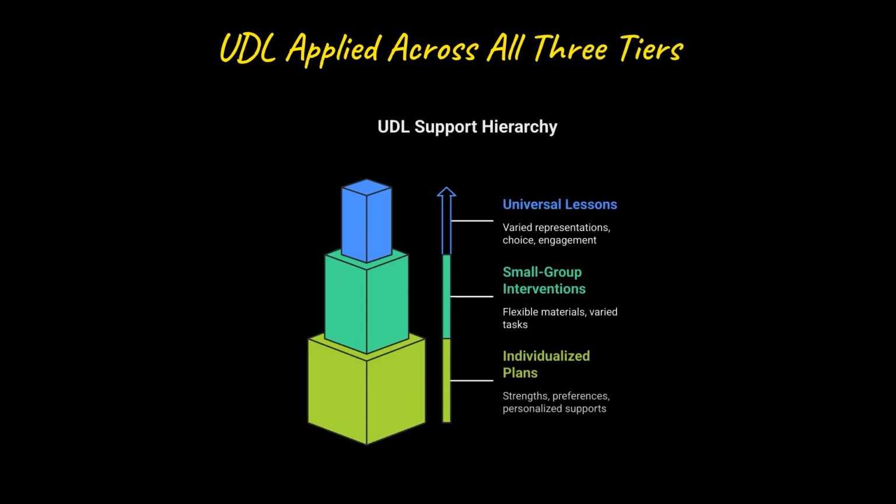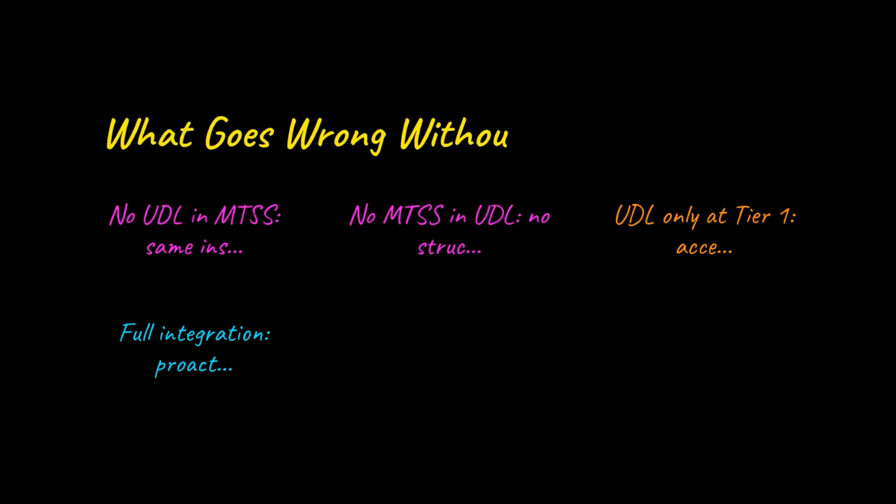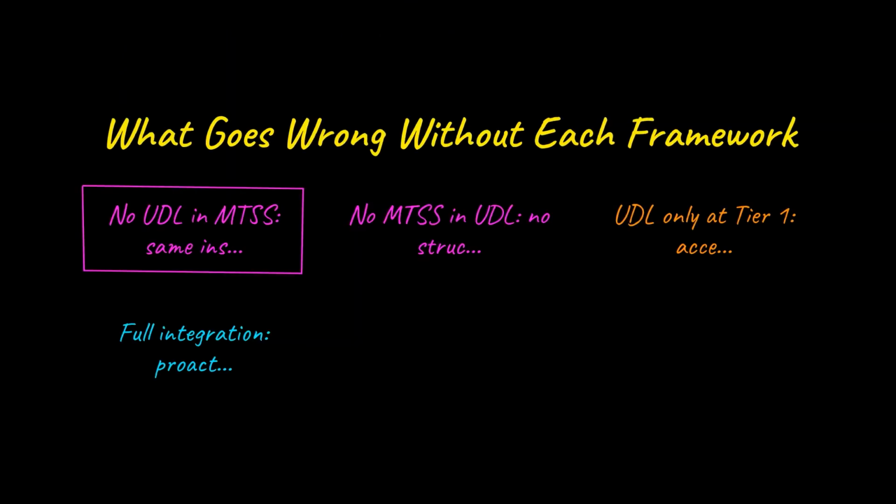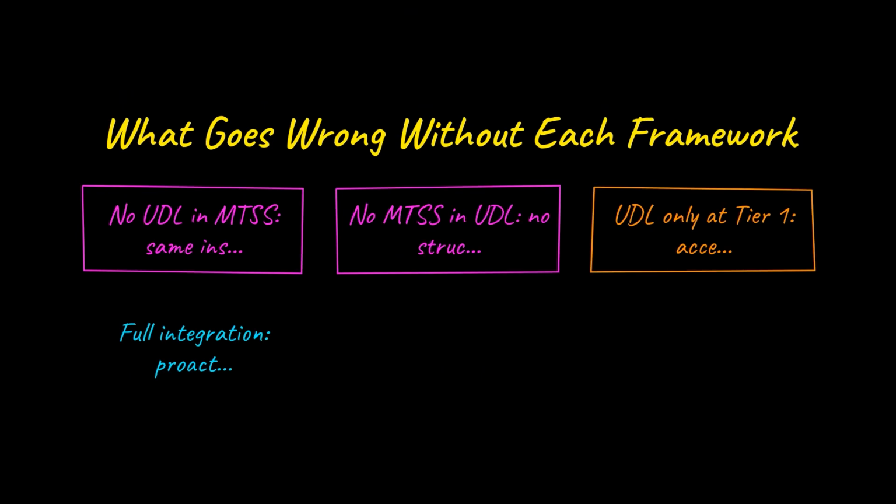UDL doesn't stop at Tier 1. At Tier 2, intervention groups use flexible materials and choice points. At Tier 3, individualized plans incorporate student strengths, preferred input modes, and interests. UDL shapes the design at every level of the pyramid. Without UDL, the tiered system simply delivers more of the same instruction, which rarely solves underlying access problems. Without MTSS, UDL treats every student identically, even when some need greater intensity.